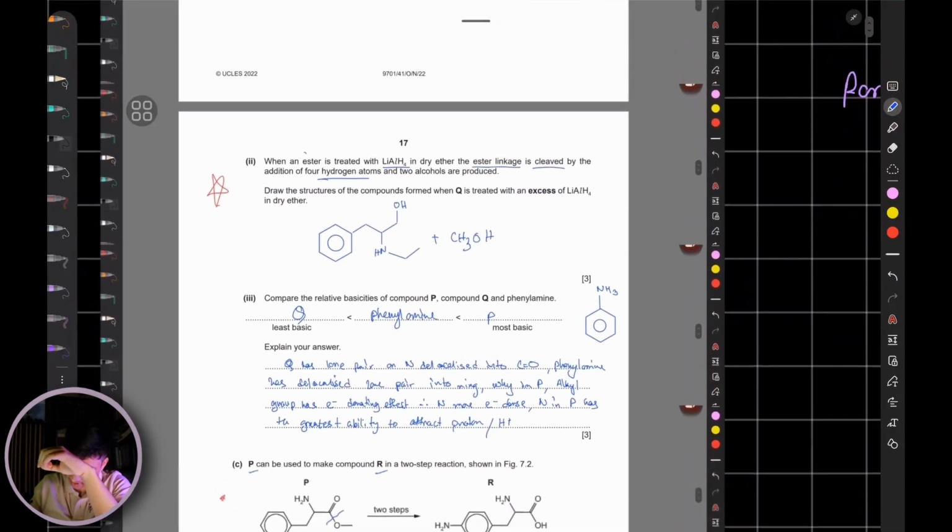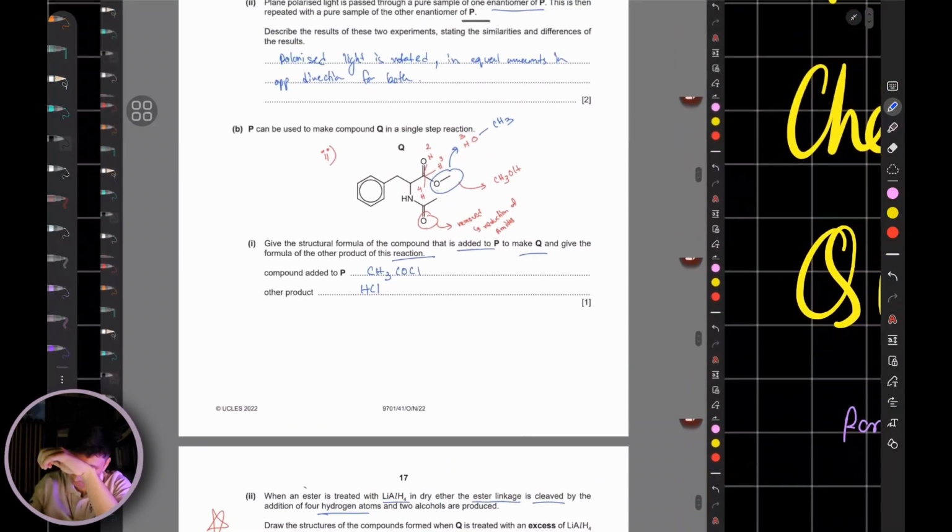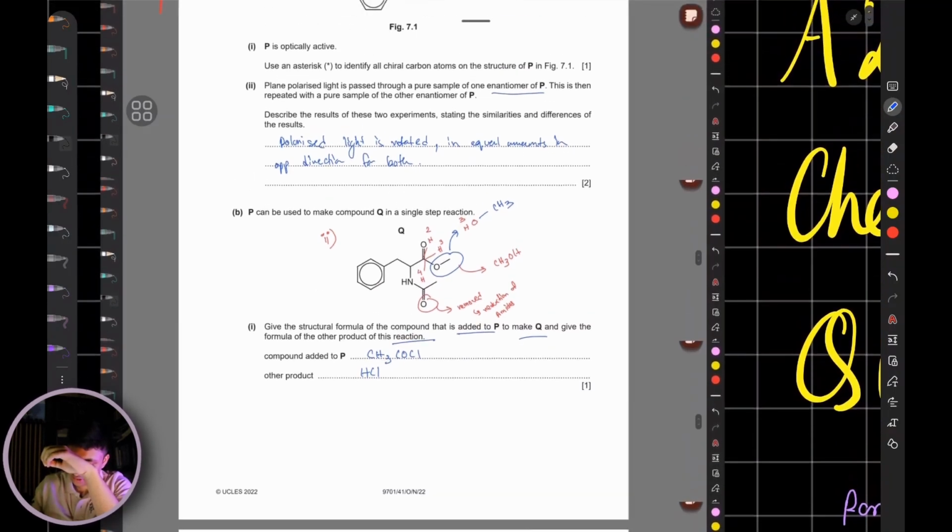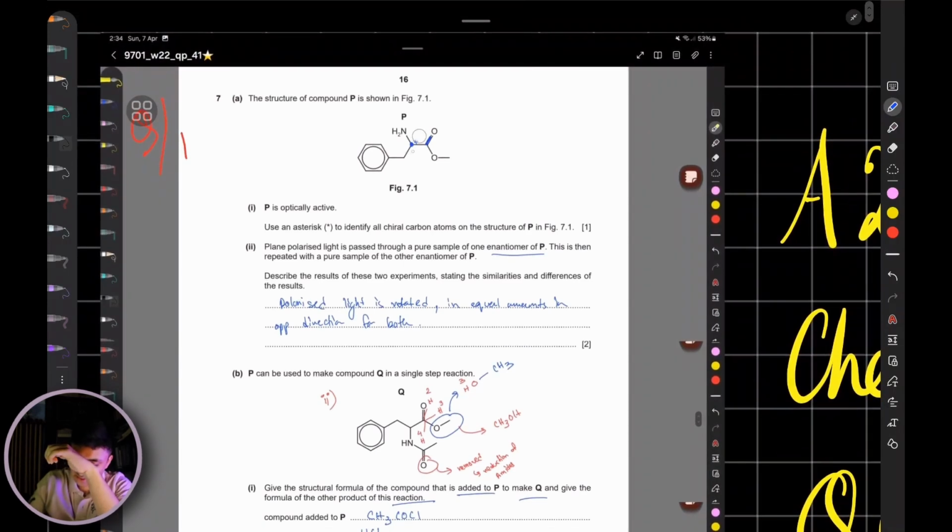Whereas in case of Q, N is bonded to this carbon atom, and this carbon atom is bonded to the double bonded O, right? Fair enough. In case of this, it is bonded to one carbon atom, and then this carbon atom is bonded to another carbon atom, which is forming a double bond with your O.